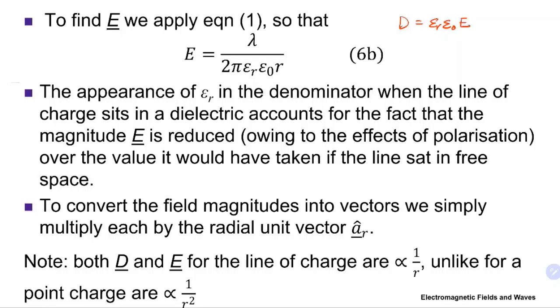So this is for a line of charge. You can see that the field for a line of charge is proportional to 1 over r, unlike for a point charge, where it's proportional to 1 over r squared. Again, you can convert that back into a vector by multiplying by the radial unit vector. So that is line charge.